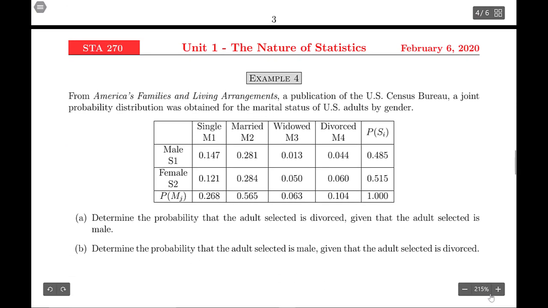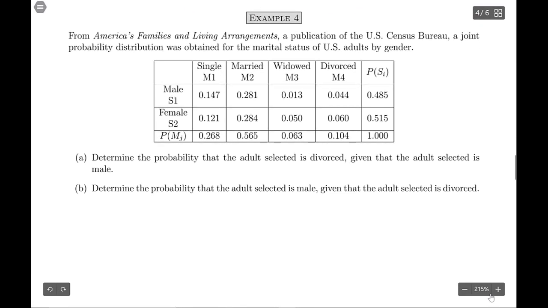So now let's try to apply some of these. Example 4, from America's Families, and I believe this actually is our last example on this set of notes. From America's Families and Living Arrangements, a publication of the U.S. Census Bureau, a joint probability distribution is obtained for the marital status of U.S. adults by gender. So horizontally we have males and females, and then vertically we have single, married, widowed, divorced.